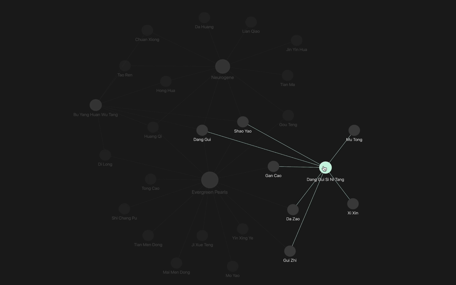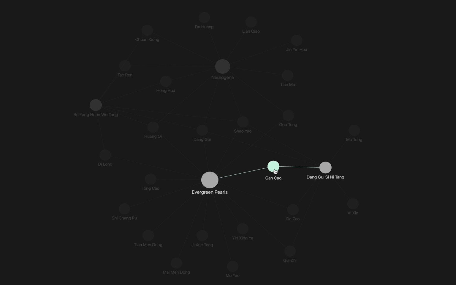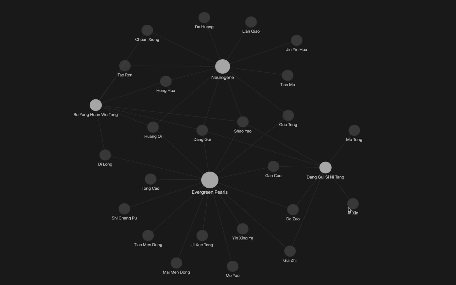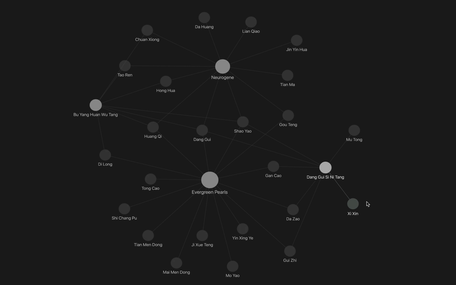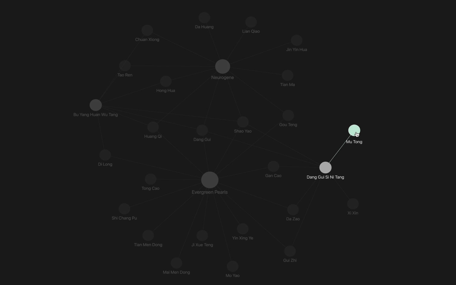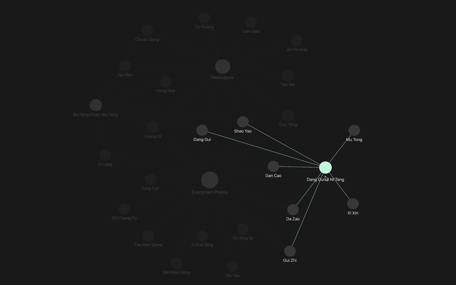And then if we look at Dangui Sinitong, we've got Xiaoyao and Dangui, of course. And then we also have a different direction. We've got Gansao, Dazao, Guizhi, Xixin, and Mutong. And what we can see is this clearing of this trapped cold, right? The Xixin is there to get this cold out, and the Mutong is there to unblock. So we're looking at some aggressive moving in terms of the blockage of what's stopping the blood from flowing.